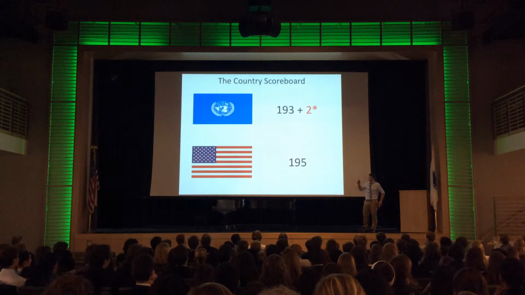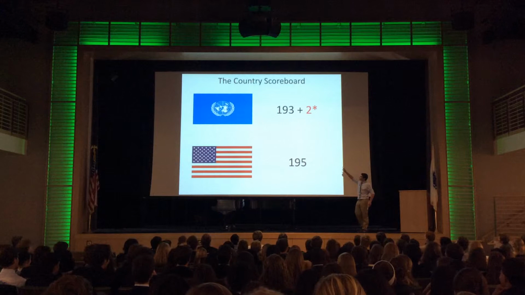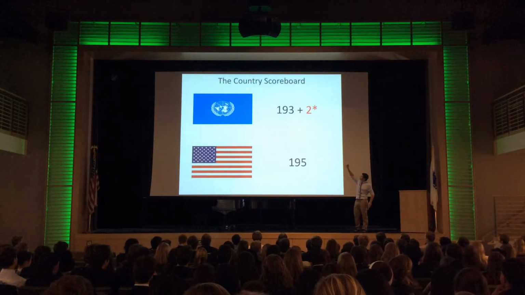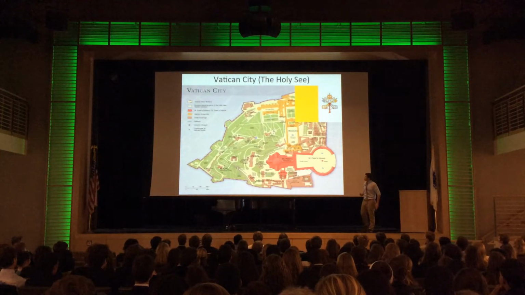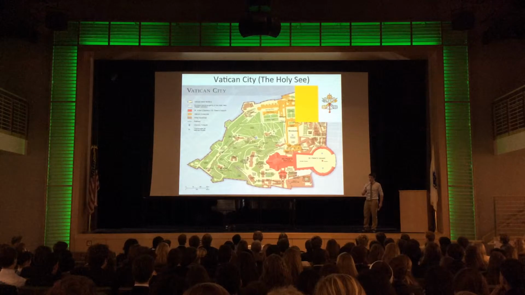So, back to the scoreboard. We have 193 member nations of the United Nations plus 2. Now, what is that two? That two are these so-called non-member observer states. Now, the two non-member observer states are the Vatican City. The Vatican City is recognized by the United States and most countries around the world as a country, but they simply do not want to join the UN.